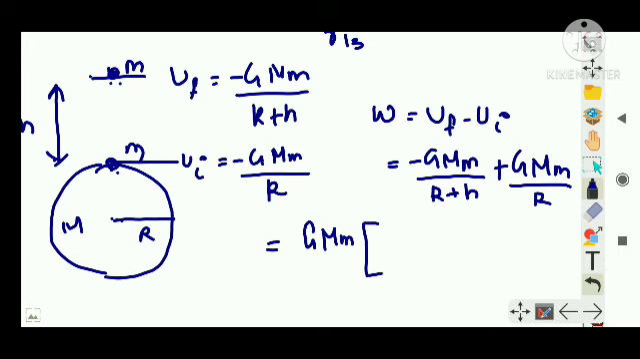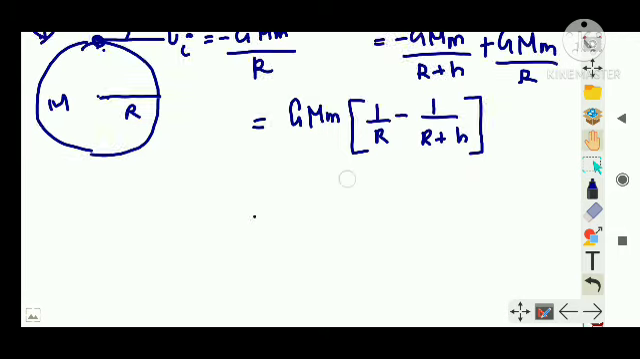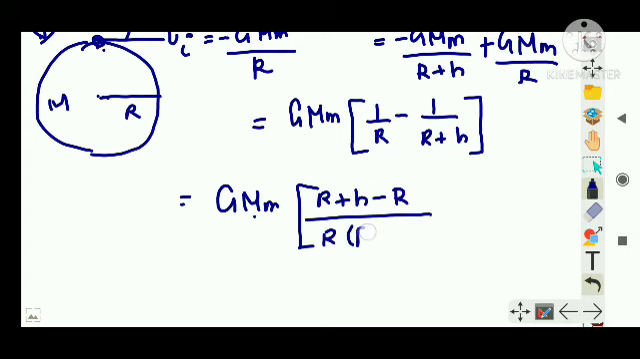In the bracket I can write 1 by r as positive, so 1 by r minus 1 by (r plus h). Clear? So that is equal to GMm times (r plus h minus r) divided by r into (r plus h). Then r cancels, so there is only the numerator h. So it is h divided by (r plus h).